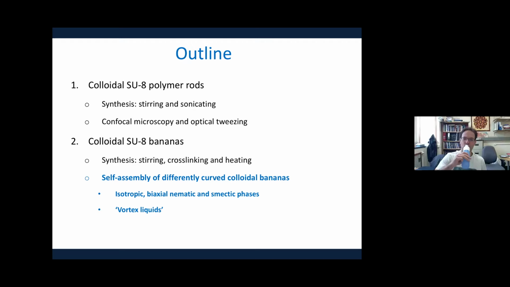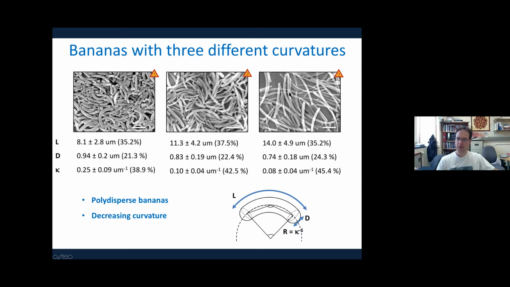And yeah, we're gonna look at the self-assembly of these differently curved bananas. So just to set the stage, these are the same three pictures as I just showed. The typical length ranges from, say, 8 to 10 to roughly 15 microns. The diameter is always just under a micron. But importantly, the curvature here changes from 0.25 per micron to 0.10 to 0.08.